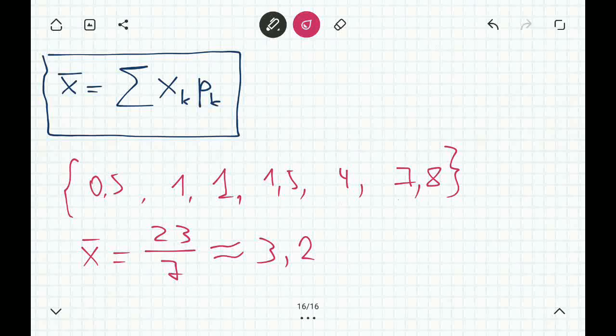Let me check if we need higher accuracy. Okay, in fact it's closer to 3.3. It's 3.28, 3.29 even. Alright, so that's our true mean. We will go back to it a bit later to compare.